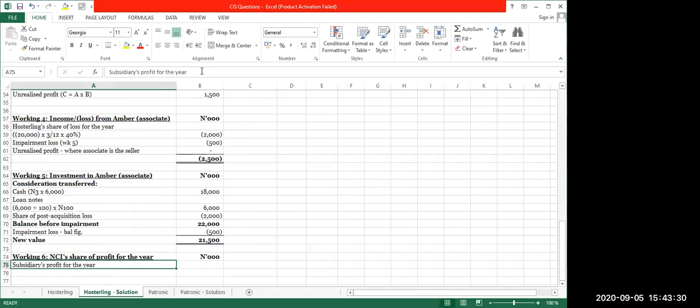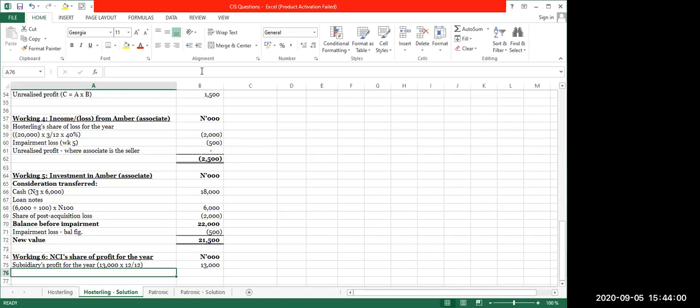So again, we'll say 13,000 times 12 over 12. Remember, we control that subsidiary for the whole 12 months. If it was an acquisition during the year, we would have said 6 over 12, 7 over 12, or 9 over 12. But there was no acquisition during the year for the subsidiary. The acquisition during the year only relates to the associate. So I would just say 13,000 times 12 over 12.